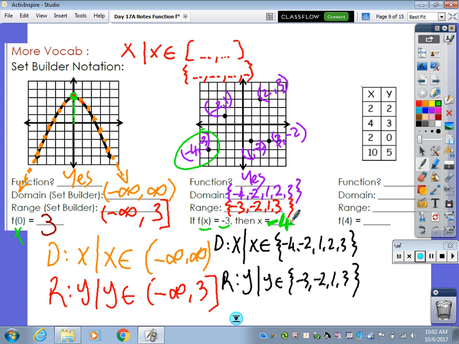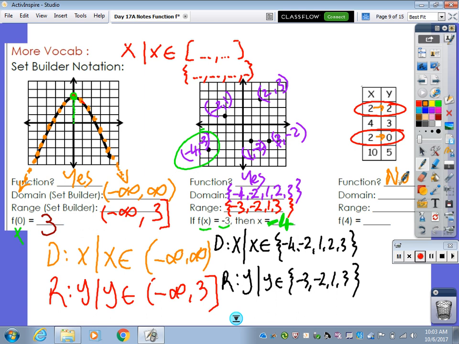Here's our next one. I have x, is this a function or not? Once I see repeating x values, I check to see whether these x values are paired with the same number or a different number. Because an x value is trying to go to two different numbers, it's not a function, so I'll put a no for it.